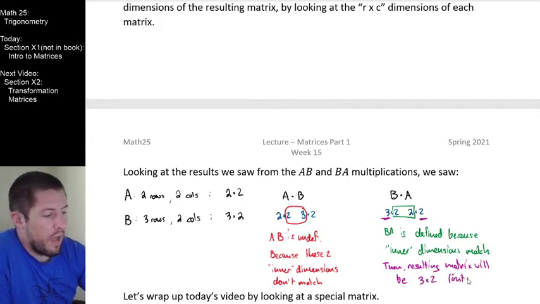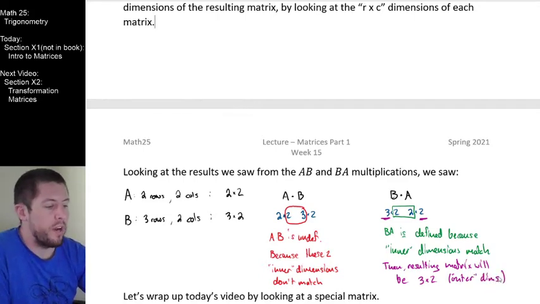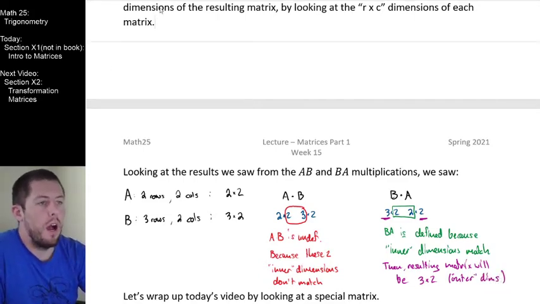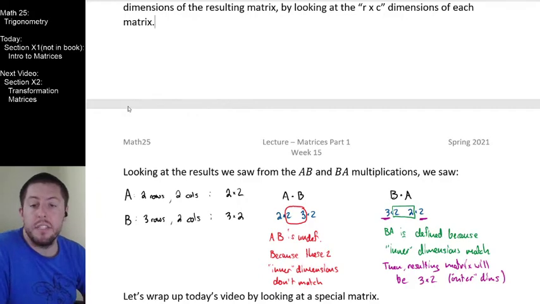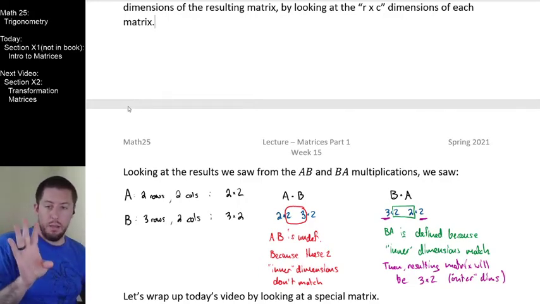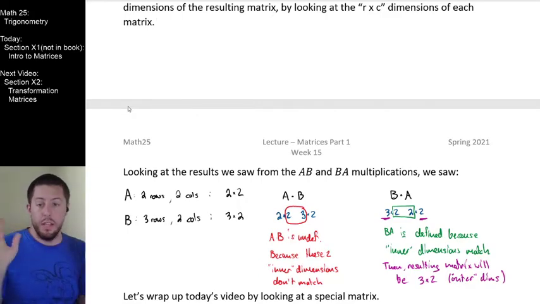And that's from our outer dimensions. And that inner and outer is kind of a weird phrasing on my part right there, because it's really just relative to how we're writing them next to each other. But this is always our nice thing: if I'm ever asking you, hey, is this matrix multiplication defined? You can always just write down the row by column of the first times the row by column of the second. If the middle two numbers are equal, it's defined.